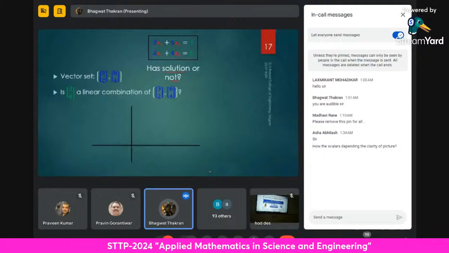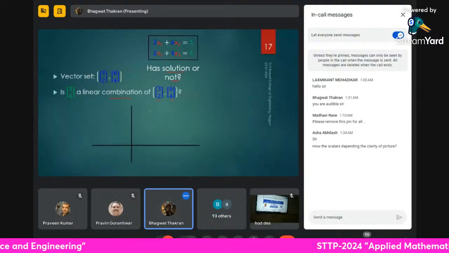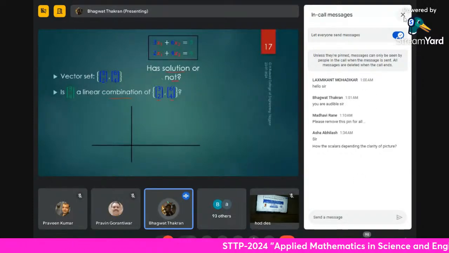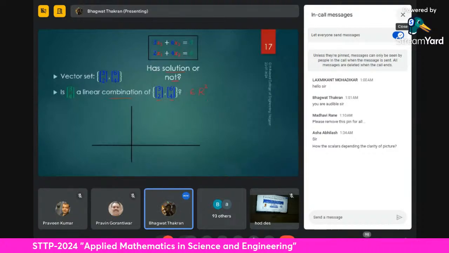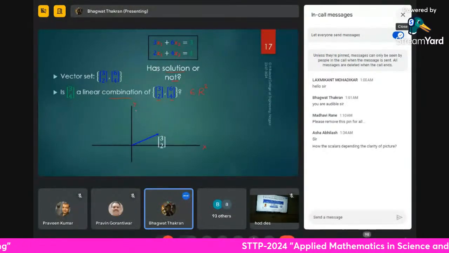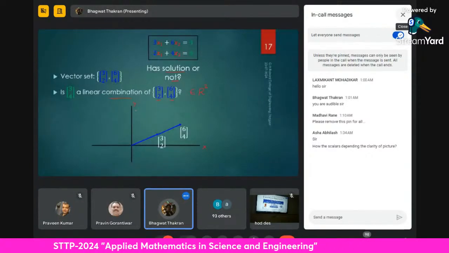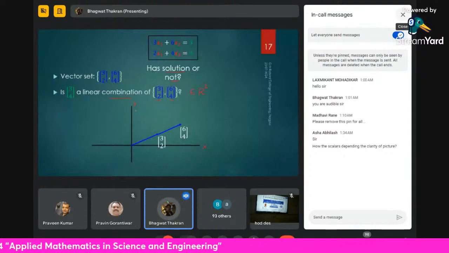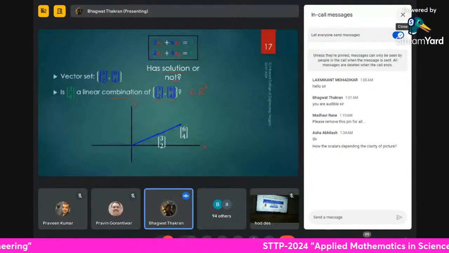So the basic thing is when we say a linear combination of these two vectors 3, 2, and 6, 4, it is a two-dimensional space. These vectors are lying in two-dimensional space. So this is my x-axis, this is my y-axis. What I need to check, the vector 3, 2, vector 6, 4, right? They are lying in the same line, right? They are lying in the same line.